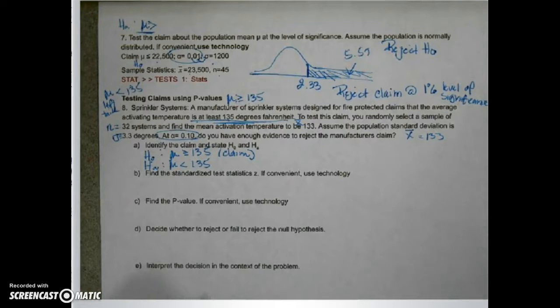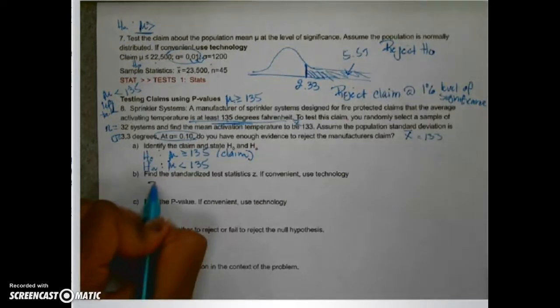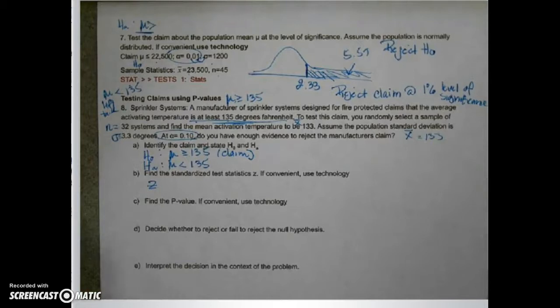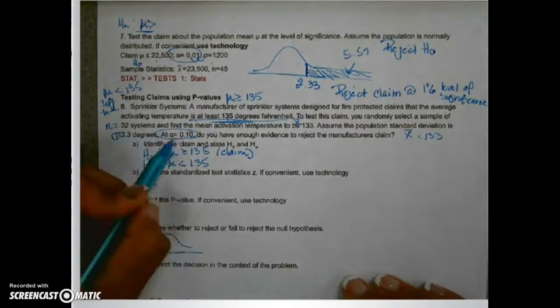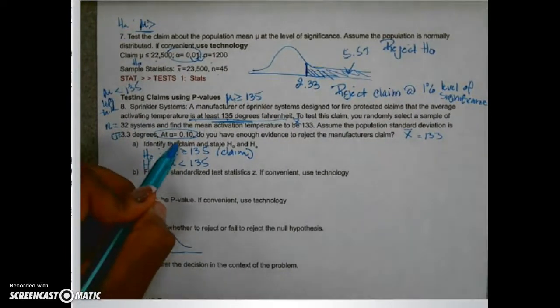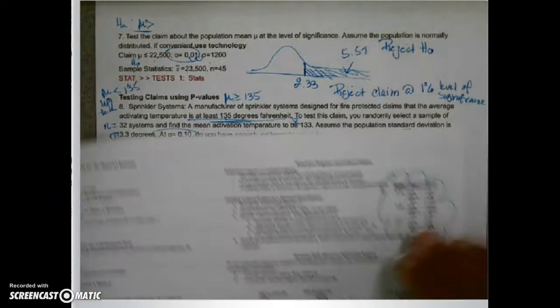And then they would like for me to find the z-score. What is the z? Why is this important? Because eventually, down at step D, I'm going to figure out if I'm going to reject it or not. So it was a left-tailed test, and the alpha was 0.1. So just to do that real quick, left-tailed 0.1.